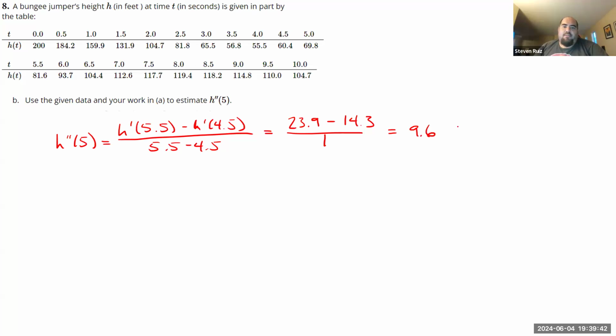What are the units here? In the past part of the problem, it was feet per second, but now let's look at what these units are again. H prime is going to be measured in feet per second, and the time is still measured in seconds. So we can say this is 9.6 feet per second squared.